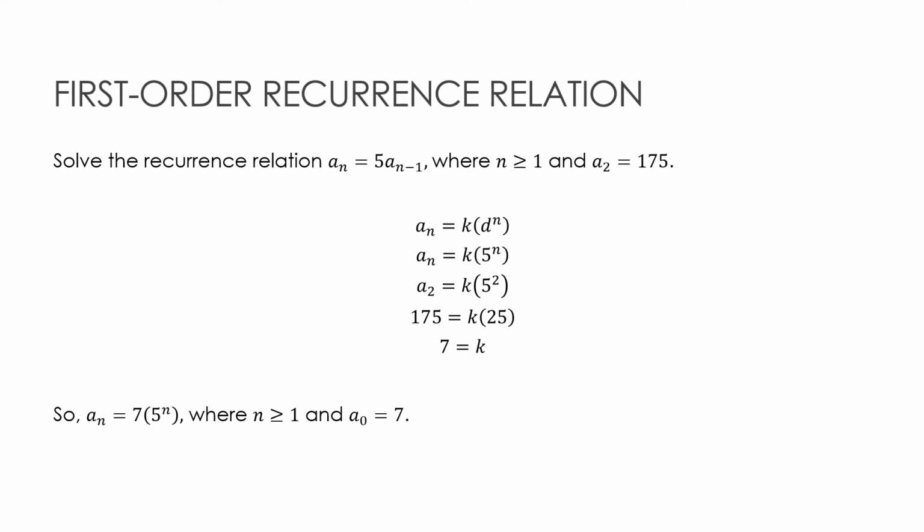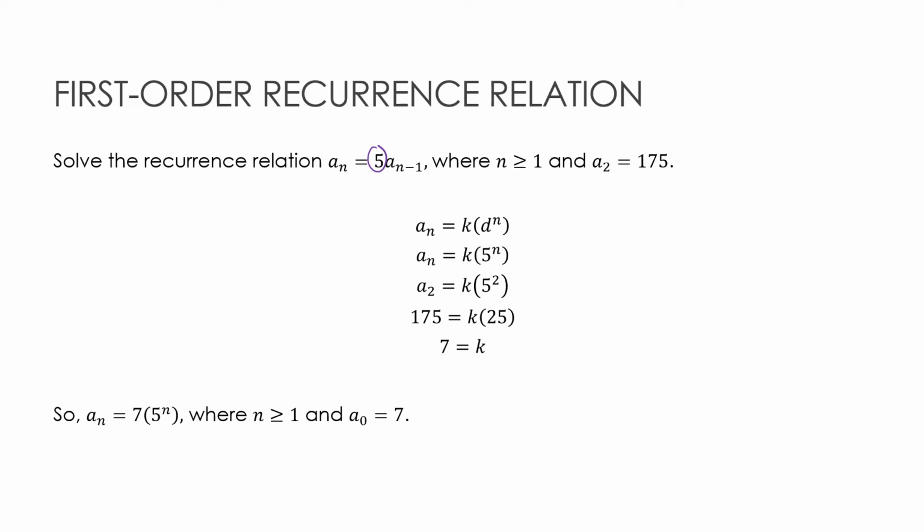Let's look at another application using that same formula. It says solve the recurrence relation a sub n equals 5 times a sub n minus 1, where n is greater than or equal to 1 and a of 2 is 175. So notice here what I'm missing. I don't have an initial value. I do have this. This is my equation that I'm going to use. And I do know that 5 is going to be the ratio because it's saying take it times 5 each time.